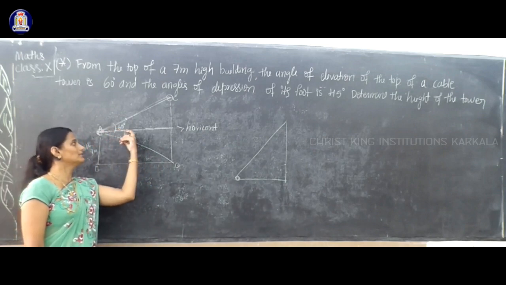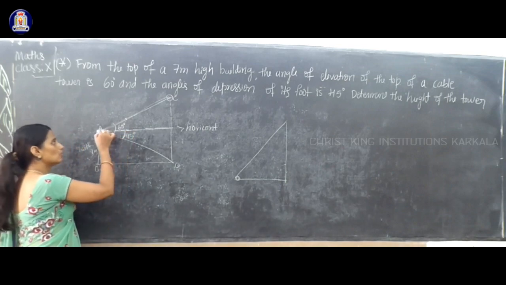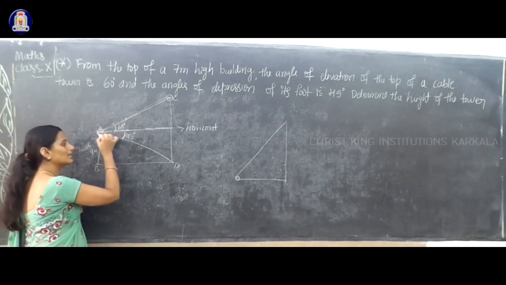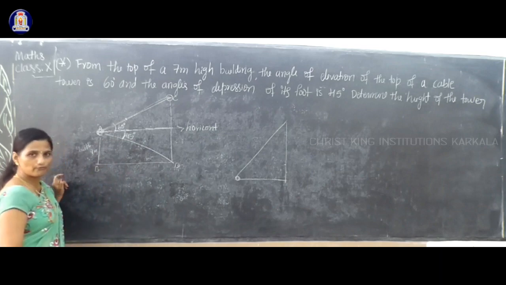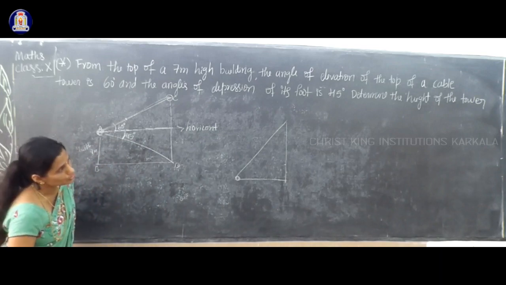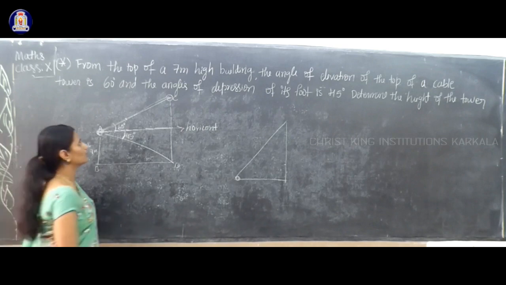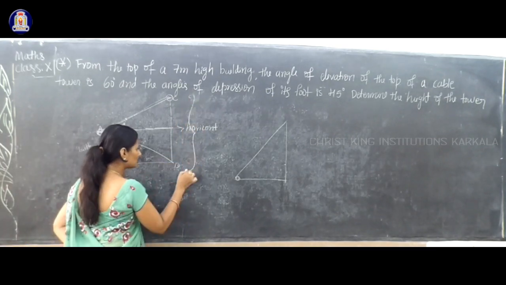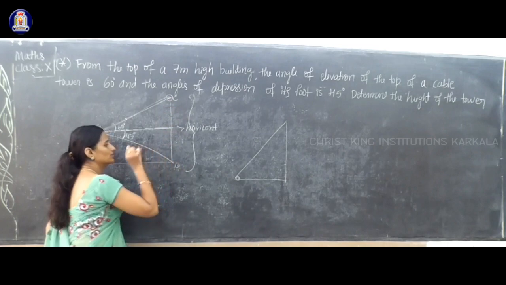So now the angle is this one, because the angle is always between the horizontal line and the line of sight, the angle of depression. Clear this? Now your question is to find the height of the tower. So what is the height of the tower? The height of the tower is CD.